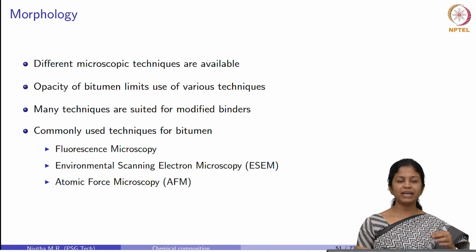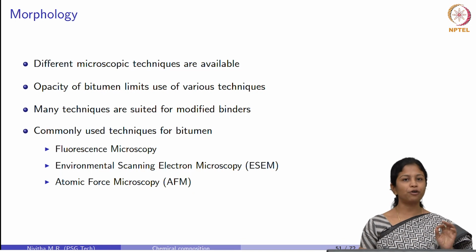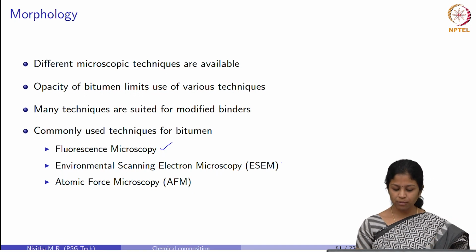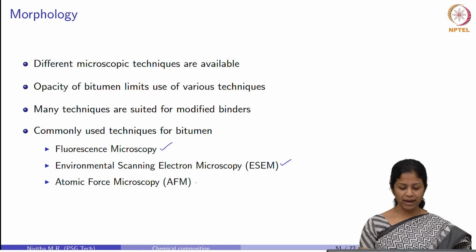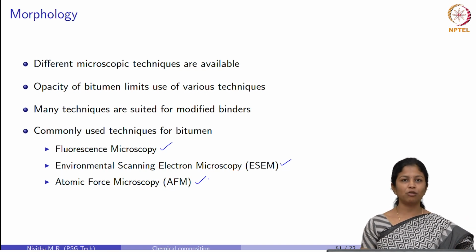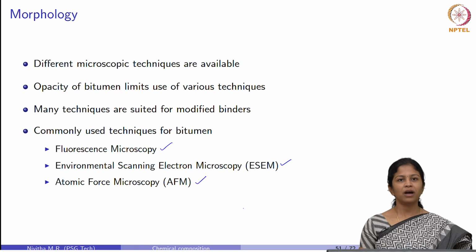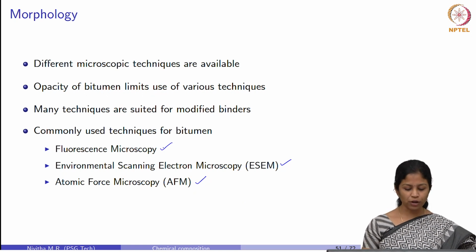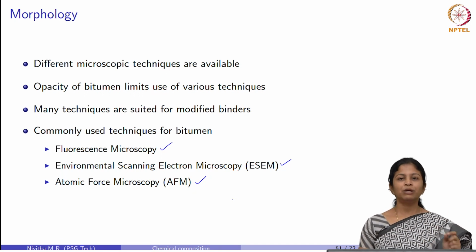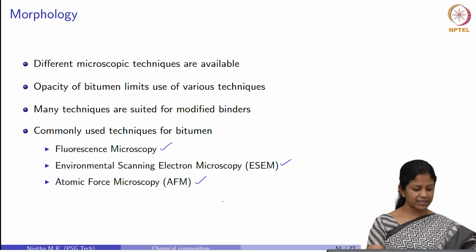There are a few techniques which are successfully used for bitumen, and I am going to focus on three such techniques, which are fluorescence microscopy, environmental scanning electron microscopy, and atomic force microscopy. Normal optical microscopy may not be successful in the case of unmodified bitumen. Even fluorescence microscopy is successful only in the case of modified bitumen, again, modified bitumen which contains fluorescent particles. Let us now see what each of these techniques is.